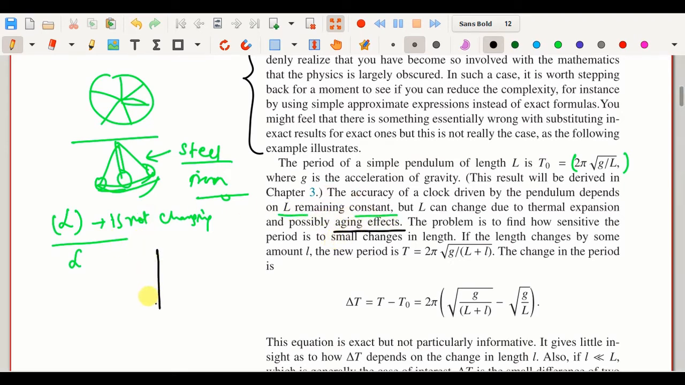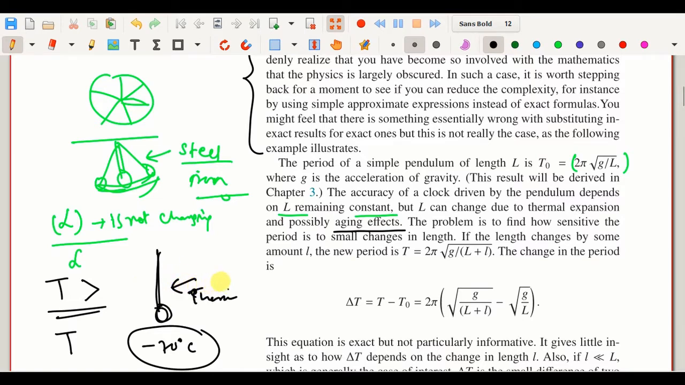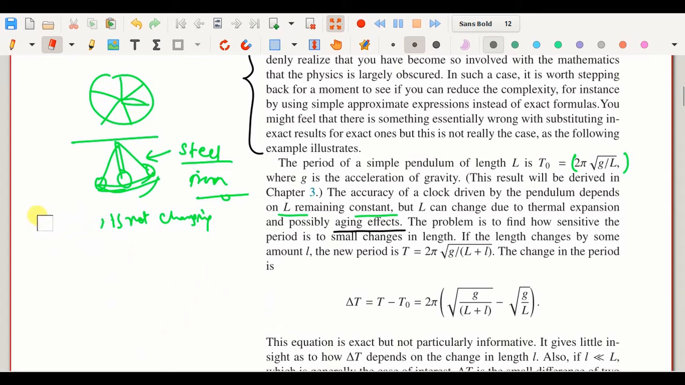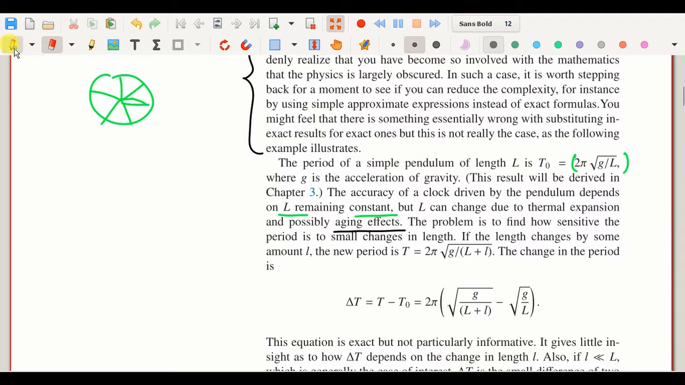Well, if you have some kind of thread here, maybe in the daytime the temperature is hotter, or maybe in Russia or at the North Pole, if you are living there, your daytime temperature is, let's say, minus 70 degrees Celsius. So this will always affect your expansion, meaning thermal expansion of the material. Either it will elongate or it will shrink. Both things can happen. So we cannot say that the length is constant. And if length is changing, then T is proportional to √(L/g). If your length is not constant, the time period will also change.